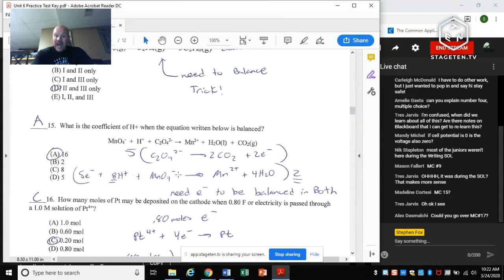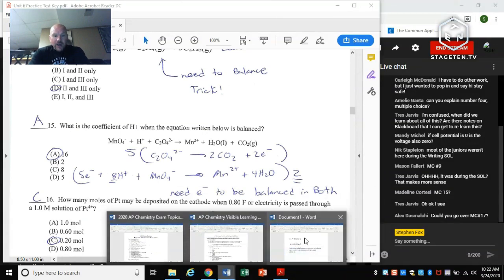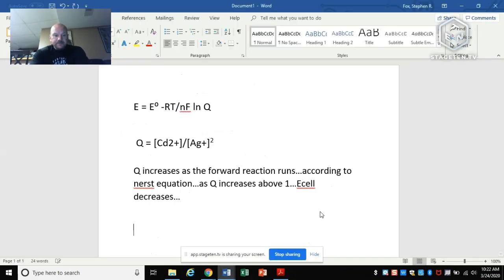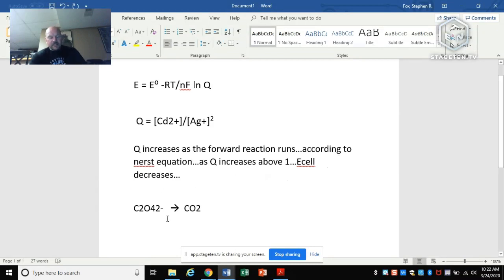Okay, so we had to use the half reaction method. So how did I do that? Okay, so I had the oxalate ion, right? C2O4 2- yields CO2. That was the oxidation half. How do I know it was oxidation?